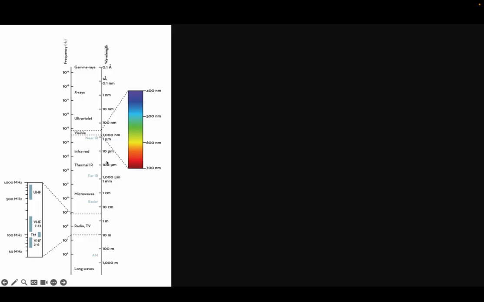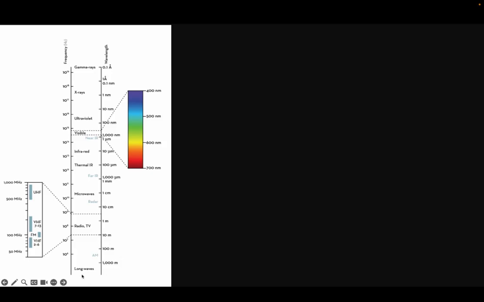1/8, and so on and so forth. And then at the very bottom of the diagram, you have your very long wavelength radiation. So 1,000 meters, 100 meters, 10 meters, 1 meter, and so on and so forth. So like I said, it is the wavelength that determines what type of light you are dealing with.